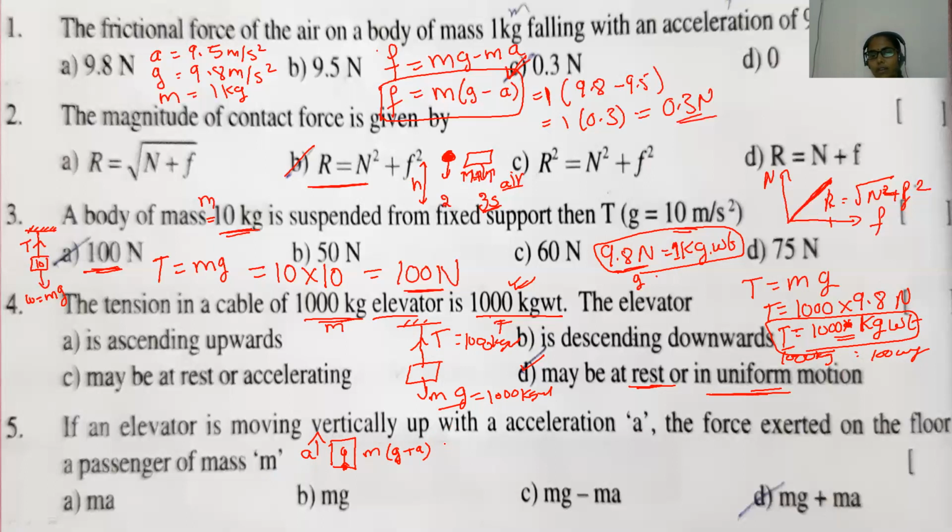When the same lift is coming downwards, it will be g minus a. That's why your weight appears to decrease. You feel weightlessness when you're coming downward in the lift. When you go upward in the lift, your weight appears to increase. I hope this is clear, children. So the answer is mg, which we can split as m into g plus m into a. So the last option.